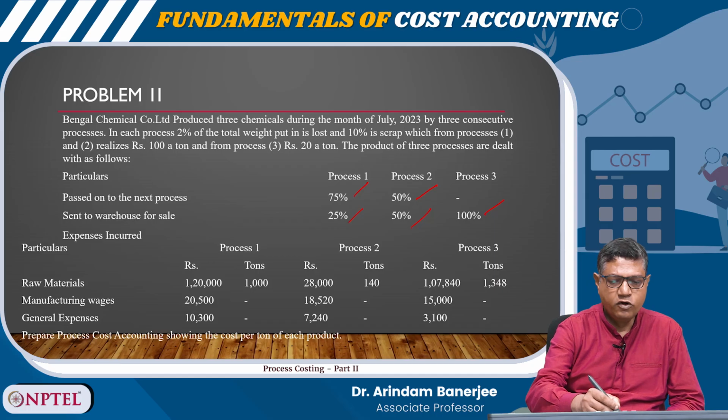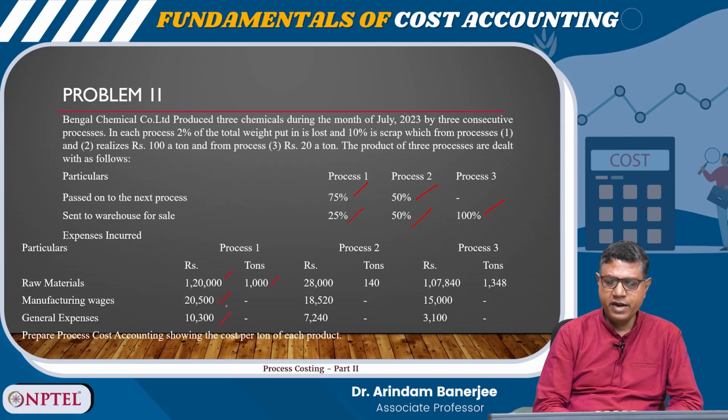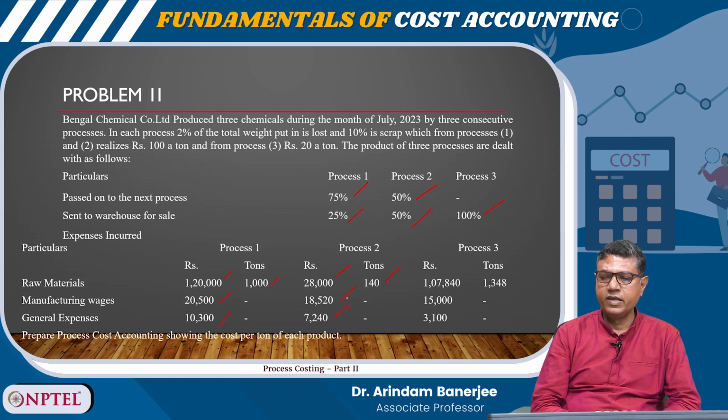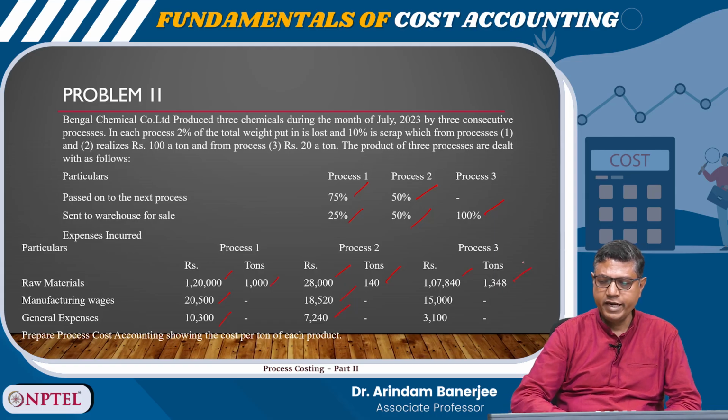In process 1, the expenses incurred are raw material 1,20,000, tons 1,000, manufacturing wages 20,500, and general expenses 10,300. In process 2, raw material is 28,000, tons 140, manufacturing wages 18,520, and general expenses 7,240. In process 3, raw material is 107,840, tons 1,348, manufacturing wages 15,000, and general expenses 3,100.